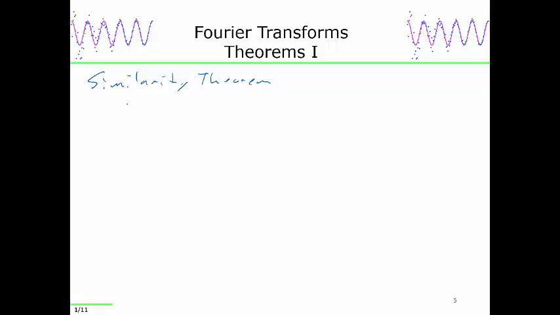Okay, similarity theorem. That one requires a little bit of manipulation to understand. Just to remind you, the similarity theorem states that f of at Fourier transforms as 1 over the magnitude of a, phi of f over a. So we're going to do it by defining t equals at. Oh, and this should be a capital F, just to be clear. And this is a lowercase f on the right.